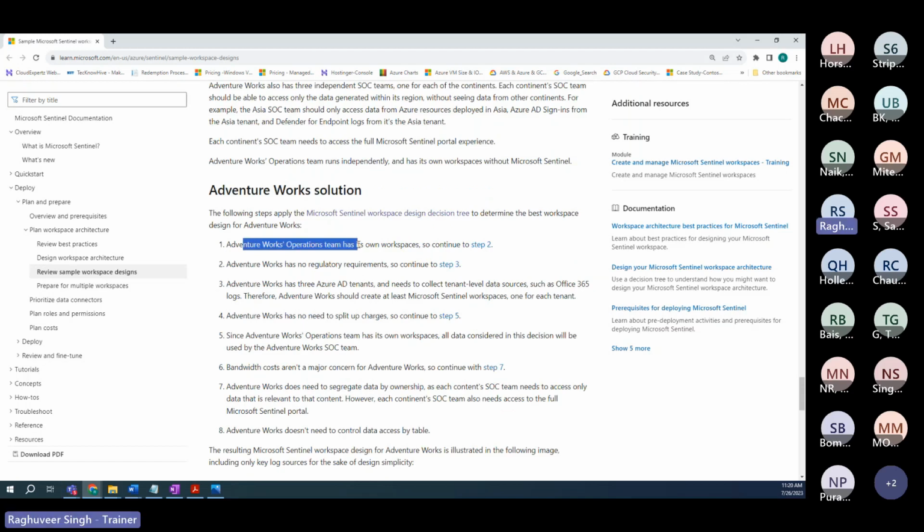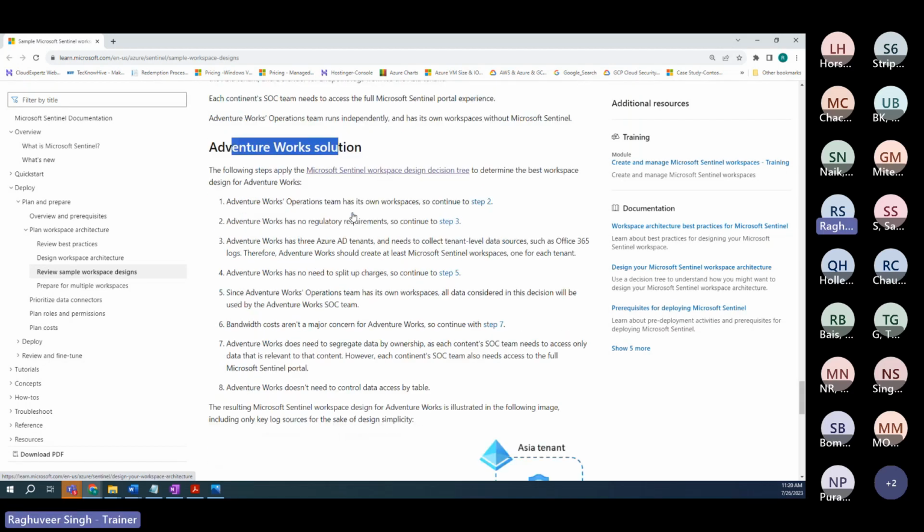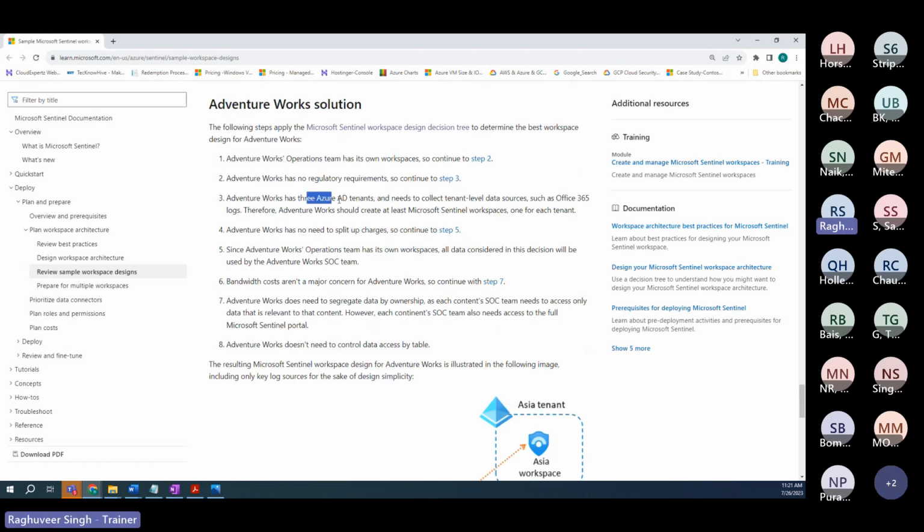So done with this. Now we are looking at the design, what solution they will use. Since there are 3 continents and they need to have separate teams which should only be able to see that data, they will definitely be using 3 separate Sentinel workspaces, 1 for each continent and 1 for each tenant, because they have 3 Azure AD tenants that need to collect tenant level data. Which means they will have at least one Microsoft Sentinel workspace for each tenant.